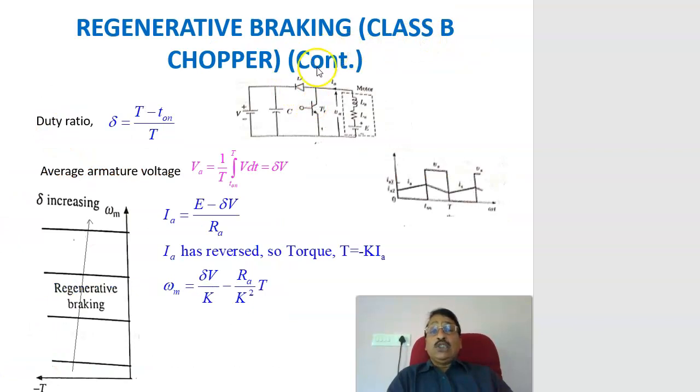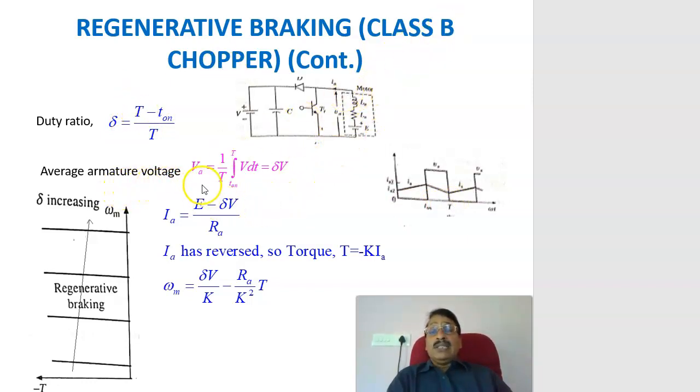Continuing Class B chopper, here the duty ratio, delta, is defined as the period during which the voltage across the armature is V, that is, T minus T on divided by T. That is the duty ratio in the Class B chopper.